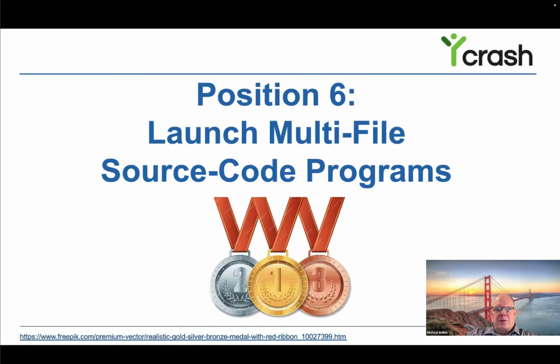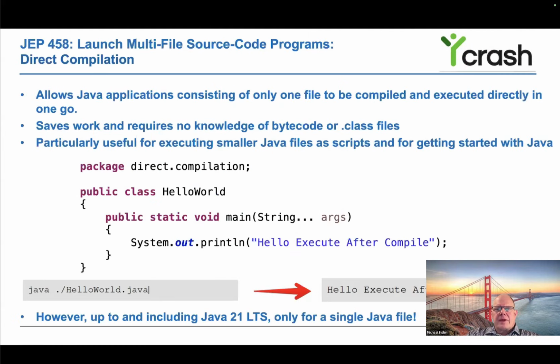Number 6, launch multiple-file source code programs. This is a feature that goes back to Java 11. There you get something which is called single-file source code programs, or direct compilation. What is the key idea? You have a single file, and instead of doing javac and java, you can just execute this Java file directly. What is performed under the hood is, of course, it gets compiled and then it gets directly executed.